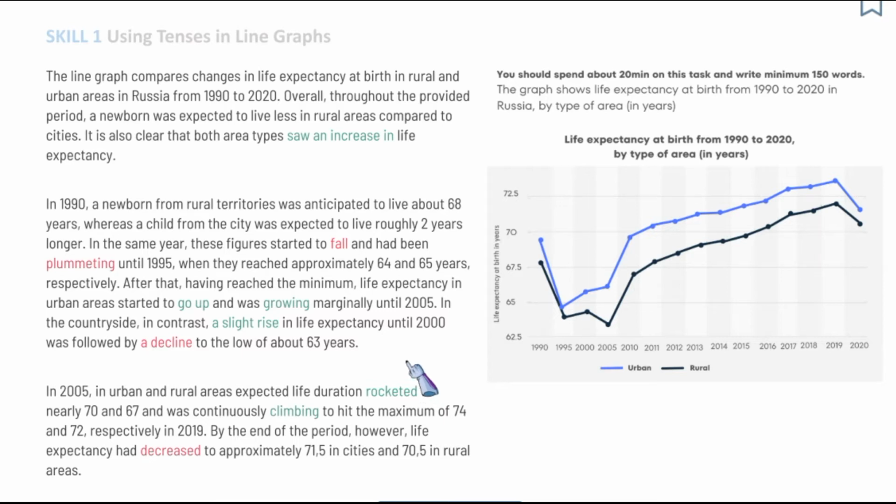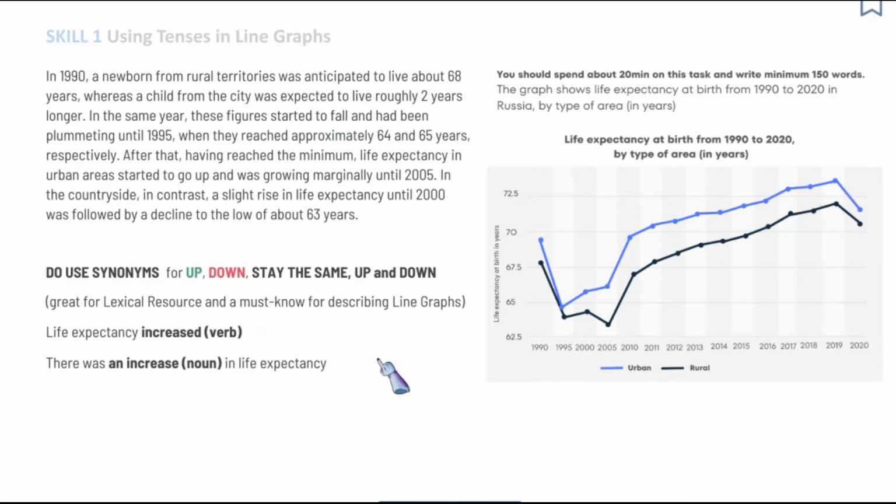Now you can see the synonyms that I have used in my report. So the synonyms for going up are in green. I have used saw an increase, go up, growing, a slight rise, rocketed, and climbing. And I've also used several synonyms of the words go down, which is fall, plummeting, a decline, decreased. I will attach the list of synonyms to the additional materials to this course, so do check them out.